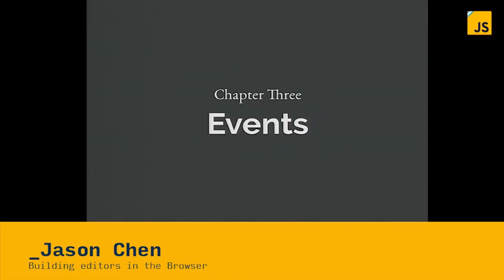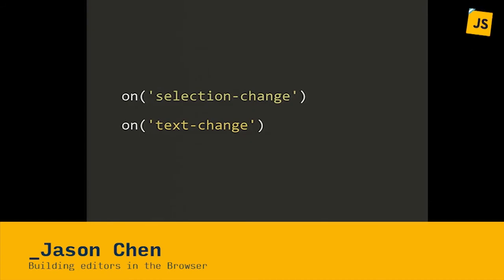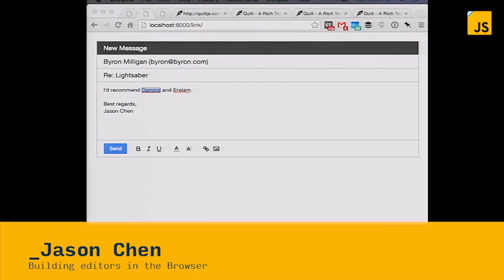Okay, so the last thing I'll cover is events. Basically, there are two events. You can figure out when the selection change happens or text change happens.